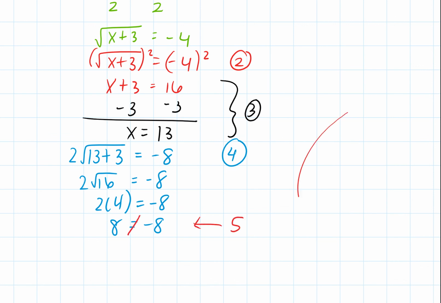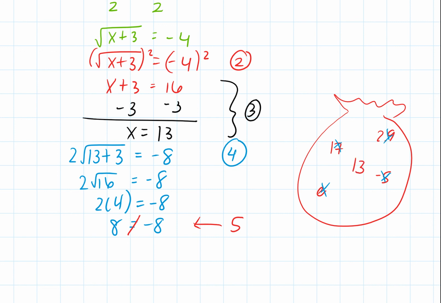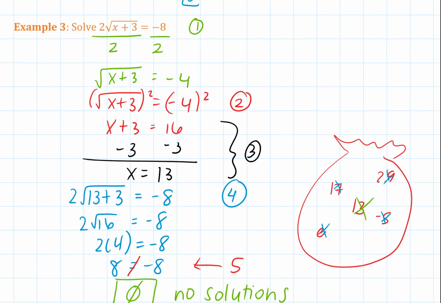So again, out of all the many possible infinite numbers, we didn't guess and check, so we didn't even bother with 17 or negative 5 or 2.9 or e or whatever, right? We didn't have to check all of these. We thought that the only possible number that could solve this equation was 13, but it turns out even 13 is a joke. Even 13 doesn't work, so we conclude there are no solutions. This is the symbol that means no solutions. There is not a single possible x value in the universe that will ever make this equation true.